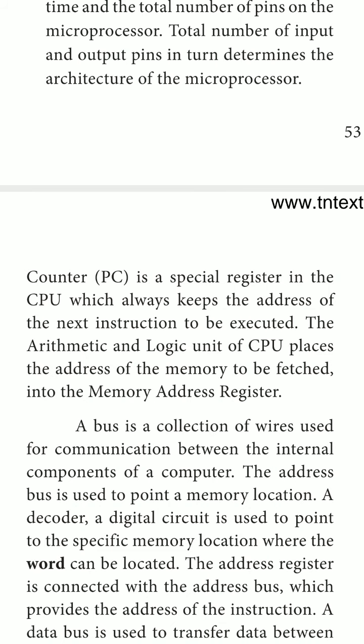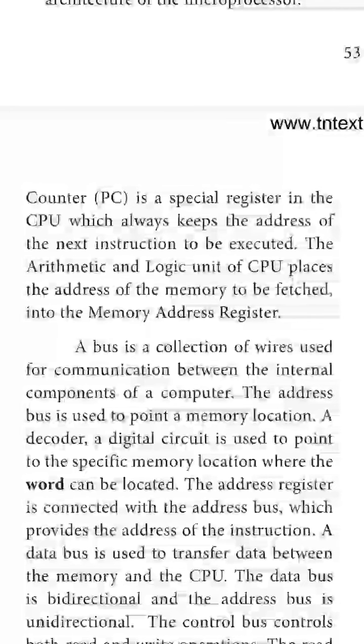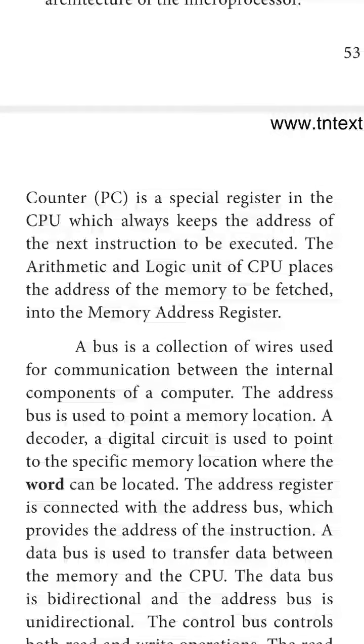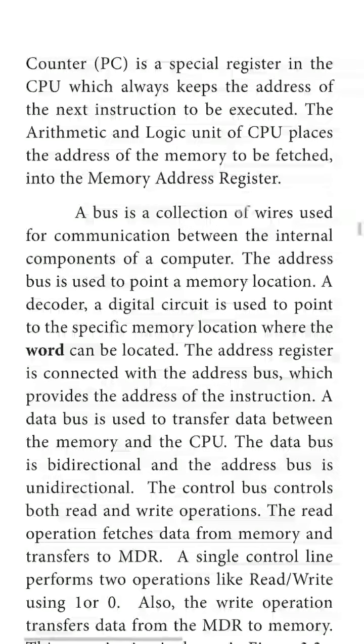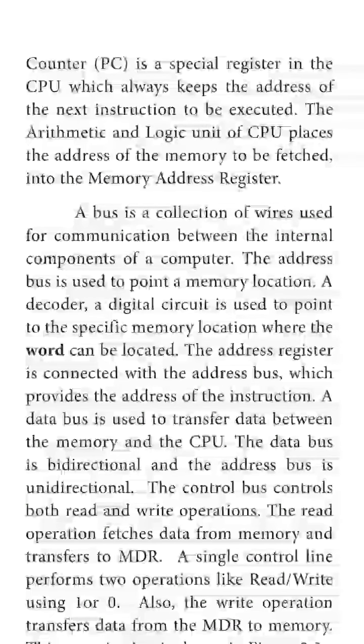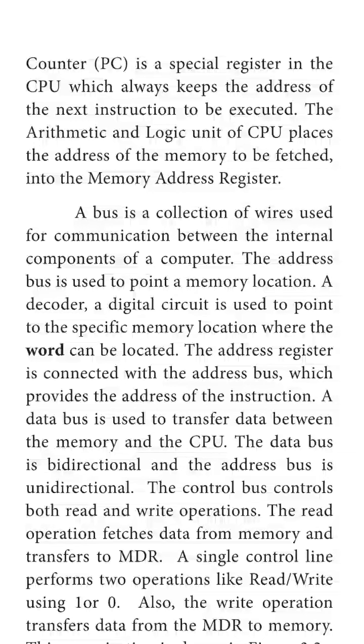So the arithmetic and logical unit of the CPU places the address of the memory to be fetched in the memory address register. This arithmetic and logical unit keeps the address of the next instruction in the memory address register, so that the program counter will go and fetch the next instruction to be executed. The bus is a collection of wires used for communication between the internal components of the computer.